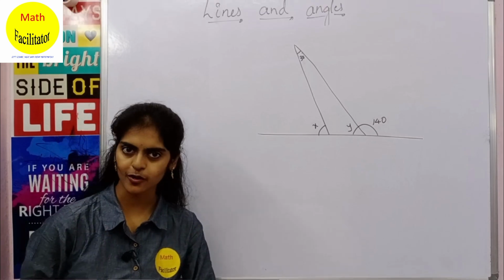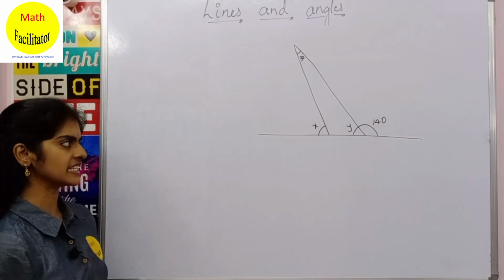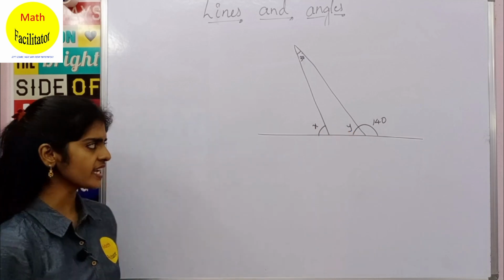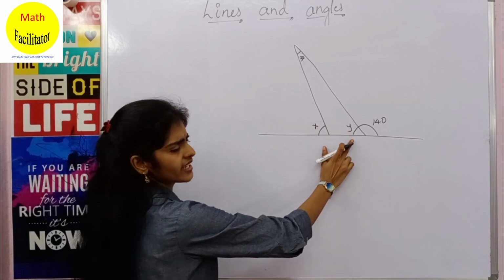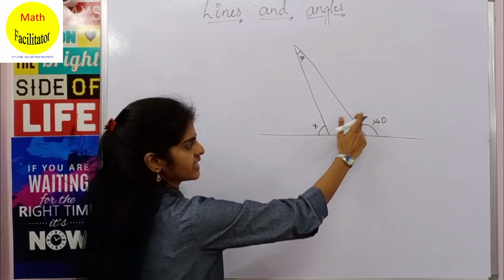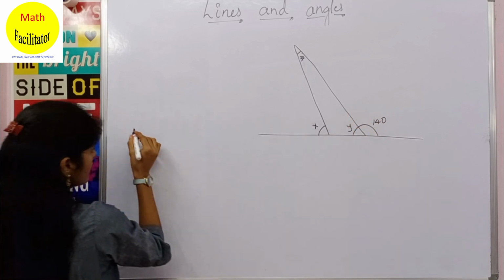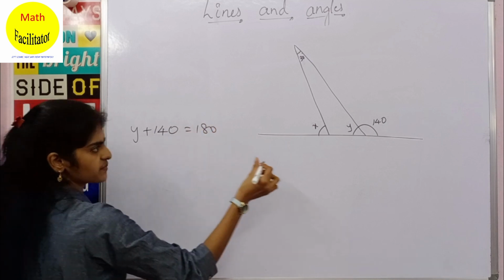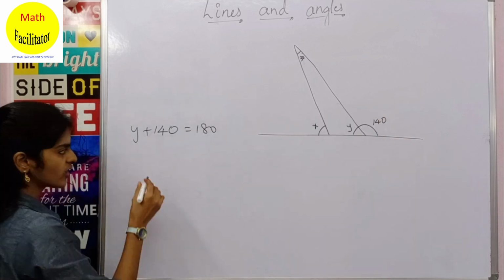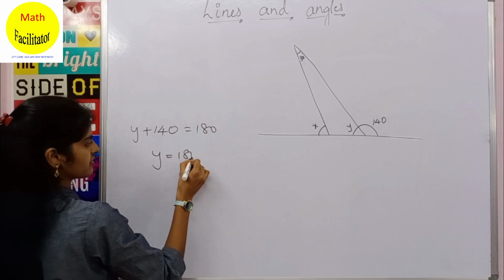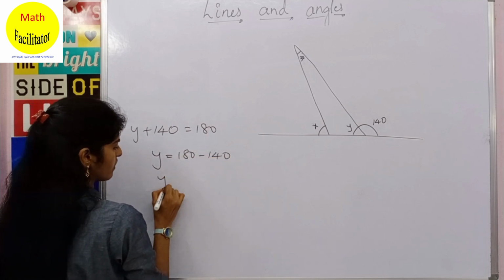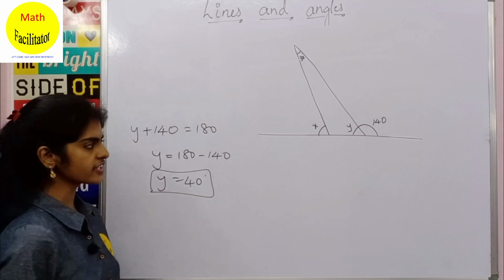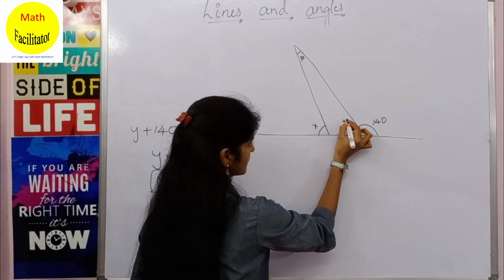Now let us do a problem based on the concepts which we have learned. This is the given figure and you have to find the values of x and y. By just looking at this, you can see that y and 140 are forming a straight angle. So y plus 140 is 180. This is a straight angle. So y is 180 minus 140, so y is 40 degrees.